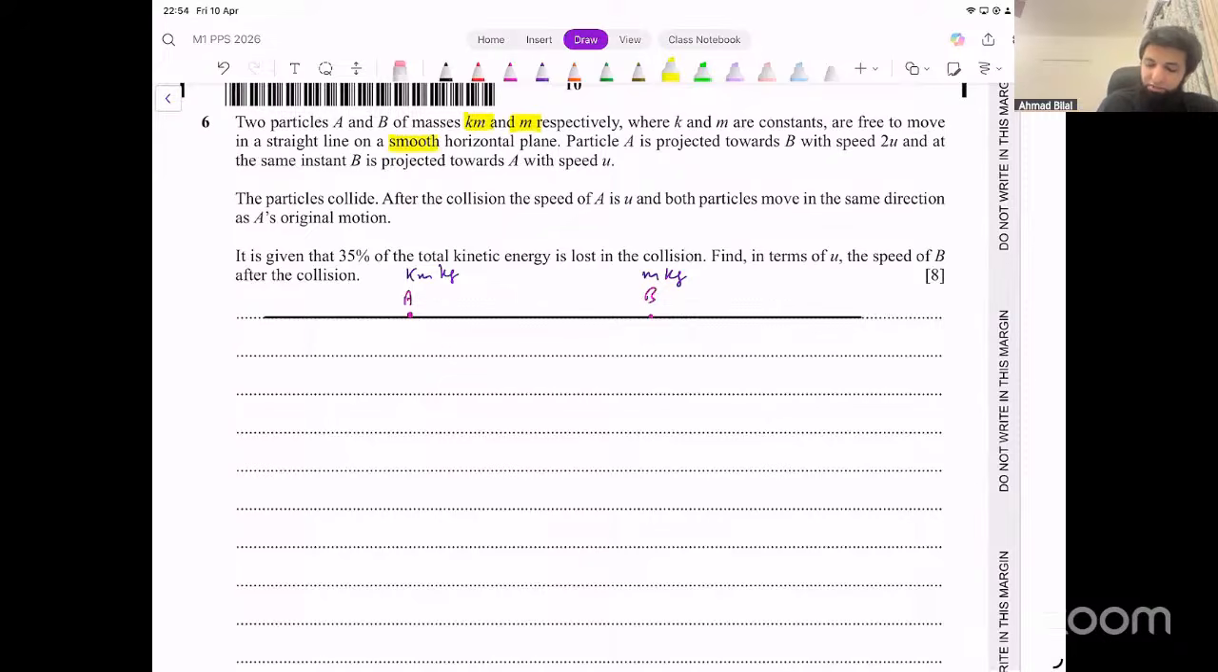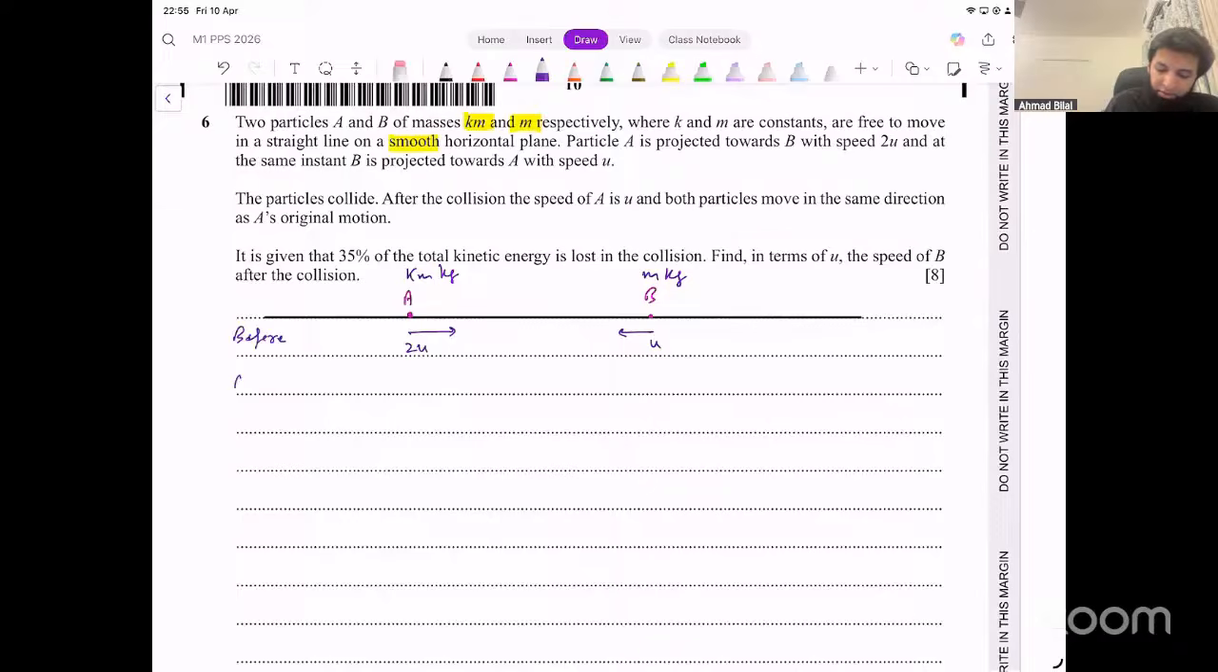A is projected towards B with speed 2u. So A is first going towards B at a speed of 2u. And at the same instant, B is projected towards A with speed u. This is going here at speed u. The particles collide. So this is before collision.